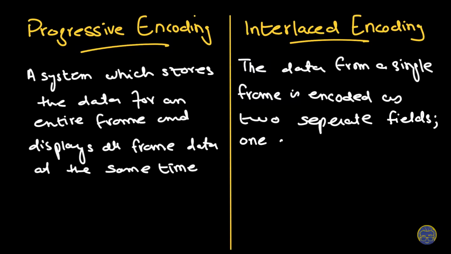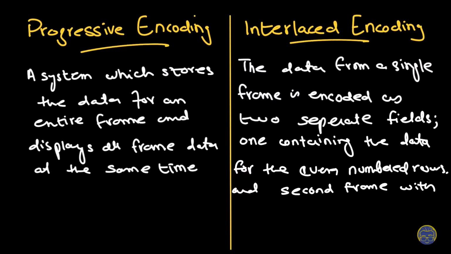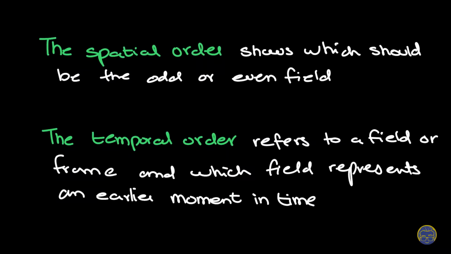With increasing demand for the display of video content through DVD players, set-top boxes, and other home electronic devices, there is still a need for interlaced encoded video format files. The picture frames that make up interlaced fields have a correct order related to each other. The first one is the spatial order, which says whether the field should be the even or odd field. The temporal order refers to a field or frame and which field represents an earlier moment in time. If either one or both of these orders is incorrect, the result of the playback will appear as jerky motion or blurred edges to the content.